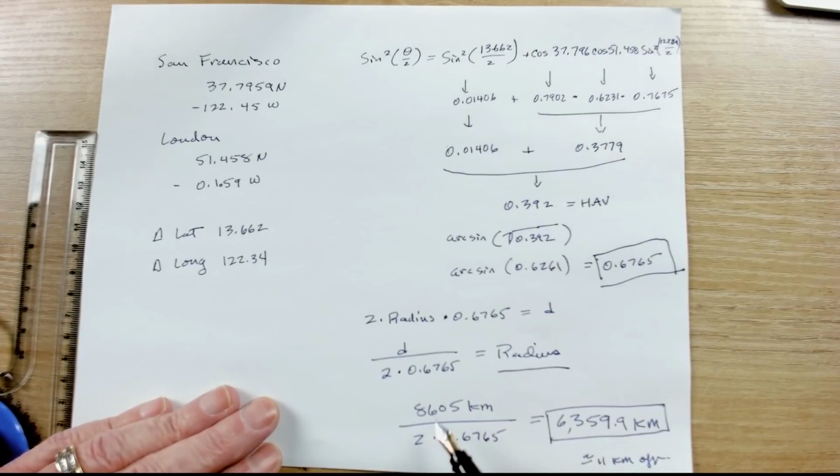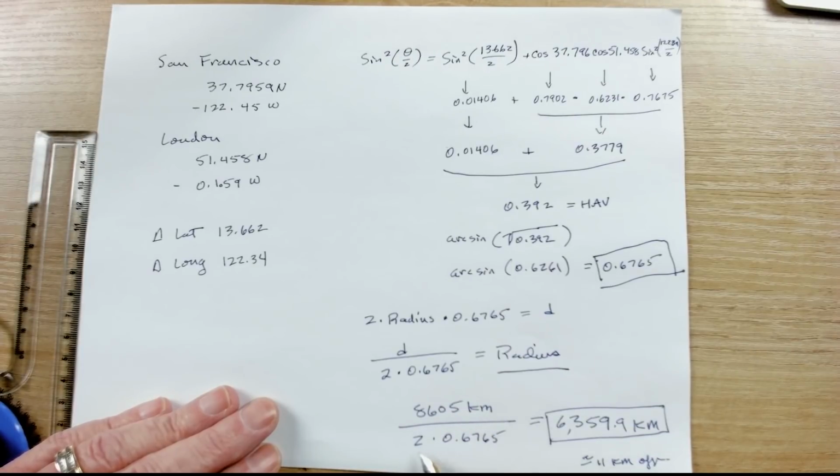The measured distance between San Francisco and London is 8,605 kilometers. Divide that by 2 times the Haversine. We get a radius of the Earth of 6,359.9 kilometers, which is approximately 10 or 11 kilometers off the accepted value.